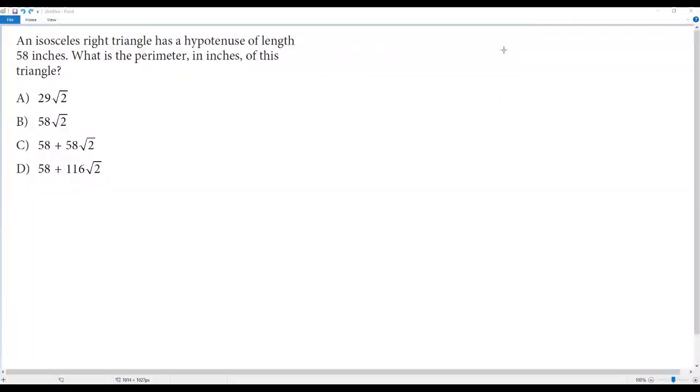Here we have a SAT math question. Okay, let's go to the information. An isosceles right triangle has a hypotenuse of length 58 inches. What is the perimeter in inches of this triangle? Okay, first let me draw an isosceles right triangle.